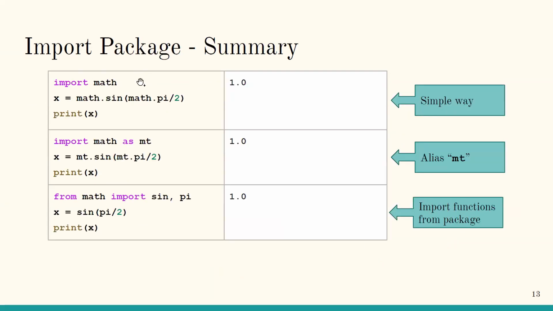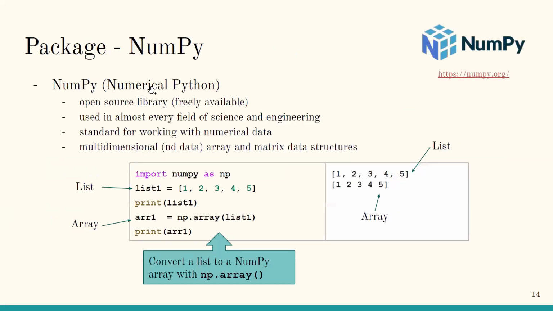Okay, so the first one, this is a summary. The first one is the simple way, right? The second one is that we have used the alias np, change the math to np here, right? The third one is that we just import some of the functions, sine and pi here from the package. So it's pretty easy. Okay, so that's not the library we want to talk about in this lecture.